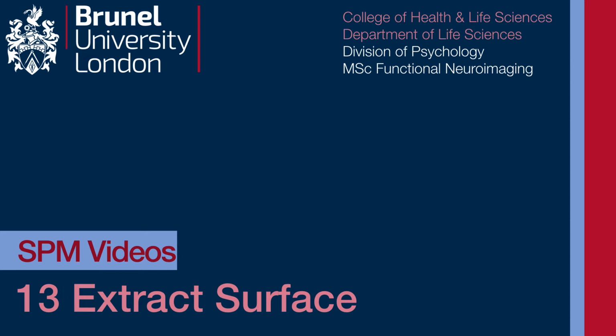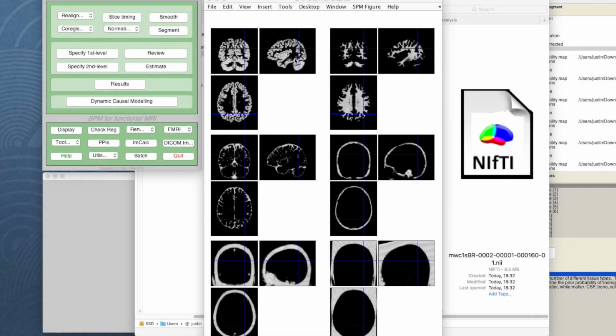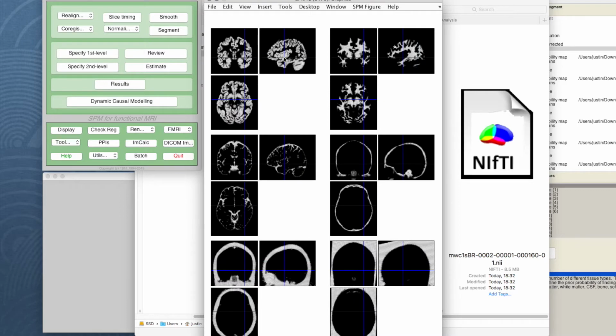Video 13, and in this one we use the segmented image volumes from video 12 and use them to extract a three-dimensional surface using the extract surface feature, so that we've got some nice surfaces on which we can render data in a few videos' time. Now that we've got these high quality grey and white matter images that have been segmented from the structural, and warped into a template space here, we can go one step further and from this create a nice three-dimensional surface.